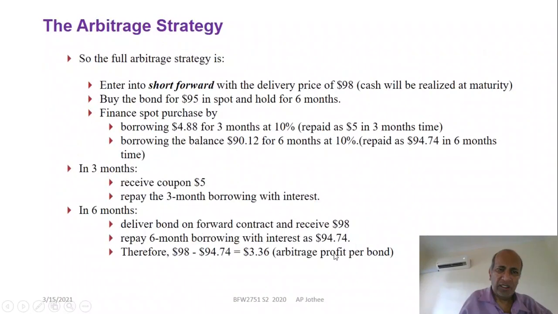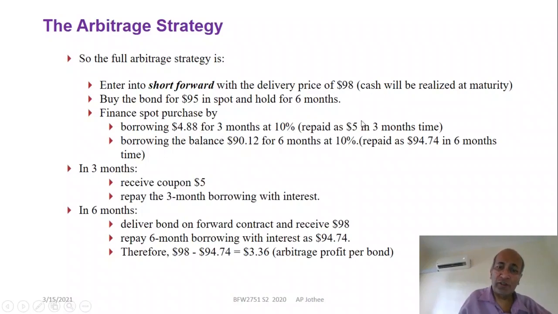Let us see how we strategize. So the full arbitrage strategy is to enter a short forward. You sell the forward with a delivery price of $98. Cash will be realized at maturity. Buy the bond for $95 in the spot and hold it for 6 months. How to finance the purchase of this $95? Borrow 4.88 now, so in 3 months' time you pay back $5.